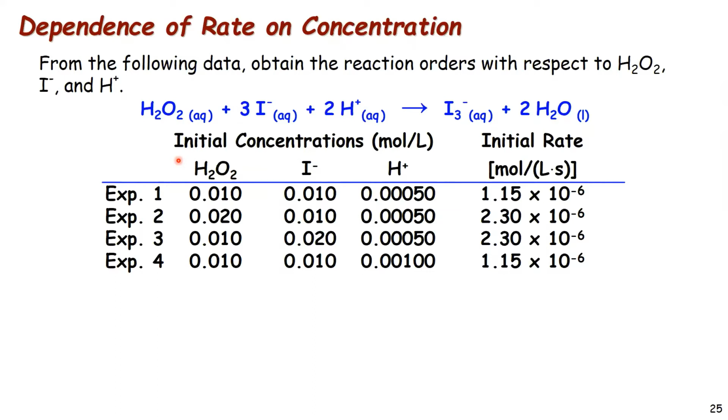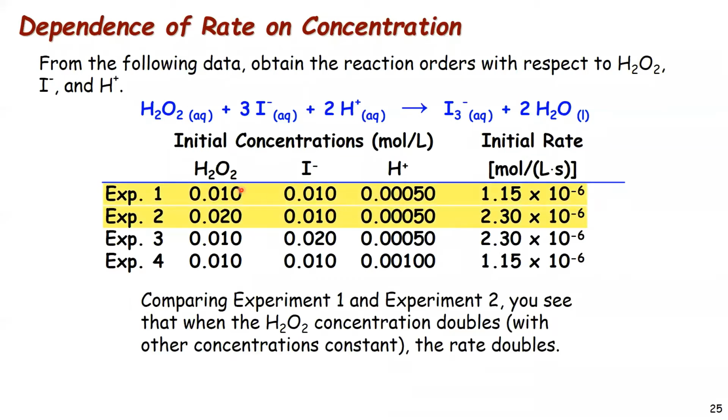1 and 2. Yeah, 1 and 2, right? So going from 1 to 2, I doubled the concentration, but kept the concentration of everything else the same. They didn't change. Okay, so what happened to the rate when I doubled the concentration of the hydrogen peroxide? It doubled. So therefore, what is the reaction order then of H2O2?